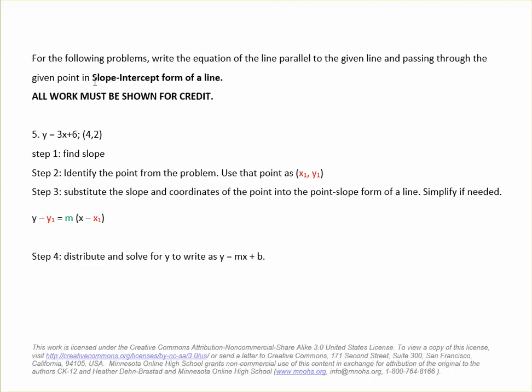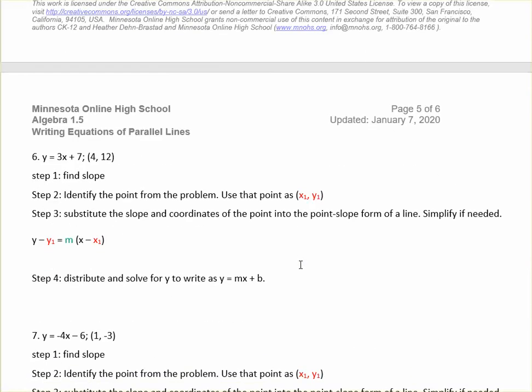Alright, number 5, 6, 7, and 8, you are going to do the same thing, except this time you'll have to do the extra step because they want the answer in slope-intercept form of a line. So you'll find the slope. In this case, it's already written in slope-intercept form, so you can just find what the slope is. The point is already given to you, and then you will write it in point-slope form, and then you will simplify that and write it in y equals mx plus b form, which is how they want their answer.